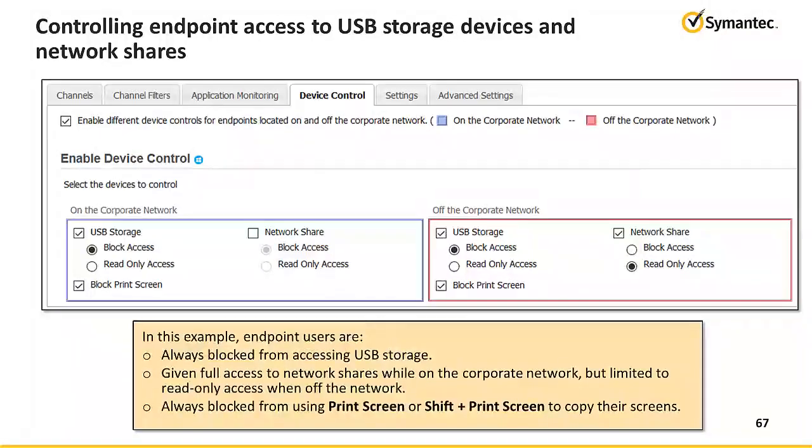The Device Control feature enables you to determine the general level of access that Windows Endpoint users have to USB devices, network shares, and print screen functionality. This feature leverages the location-based endpoint monitoring capabilities discussed earlier. For instance, DLP administrators can use device control to always block USB devices on endpoints, whether the computer is on or off the corporate network. Another possible use case is to allow full access to network shares when an endpoint computer is on the corporate network, but limit access to read-only when the system is off the corporate network.